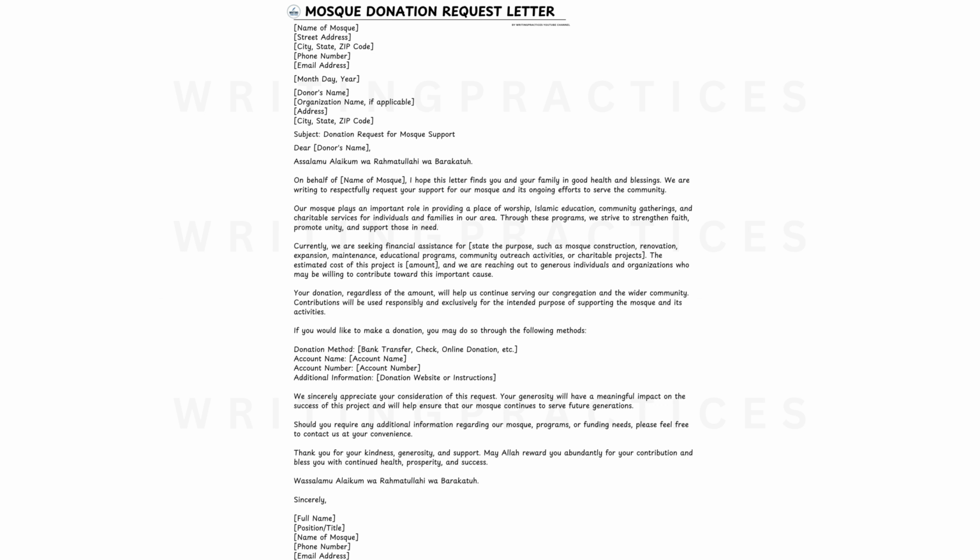Before sending your mosque donation request letter, make sure the purpose of the fundraising effort is clearly explained, the donation methods are accurate, and all contact information is current. Donors are more likely to contribute when they understand the need, trust the organization, and see how their support will benefit the community. A strong donation request letter combines transparency, gratitude, and a clear explanation of how contributions will help advance the mosque's mission.